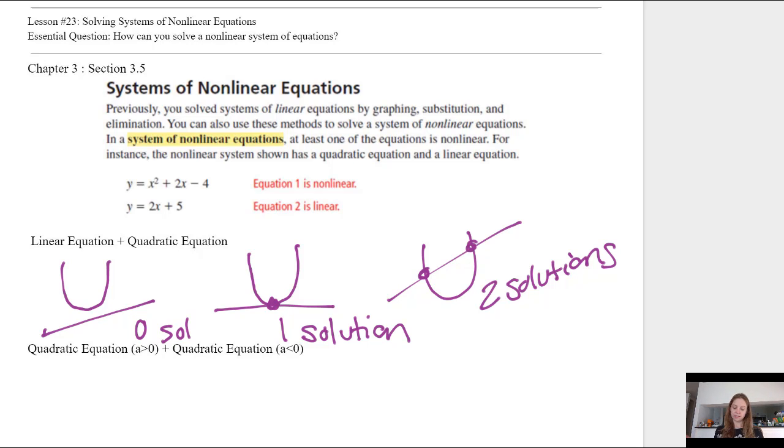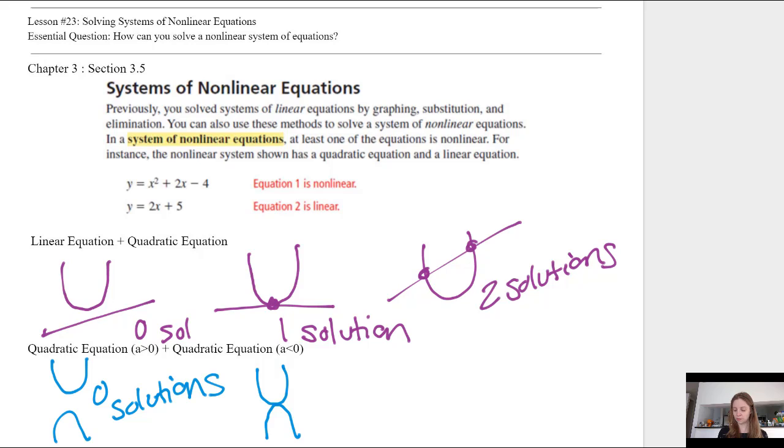Now let's do combinations of quadratic equations. If we have a system of two quadratic equations, where one has a positive a value, meaning it's opening upward, and another has a negative a value, it's opening downward, they could again have zero solutions, they could never meet. They could have one solution, or they could have two solutions.